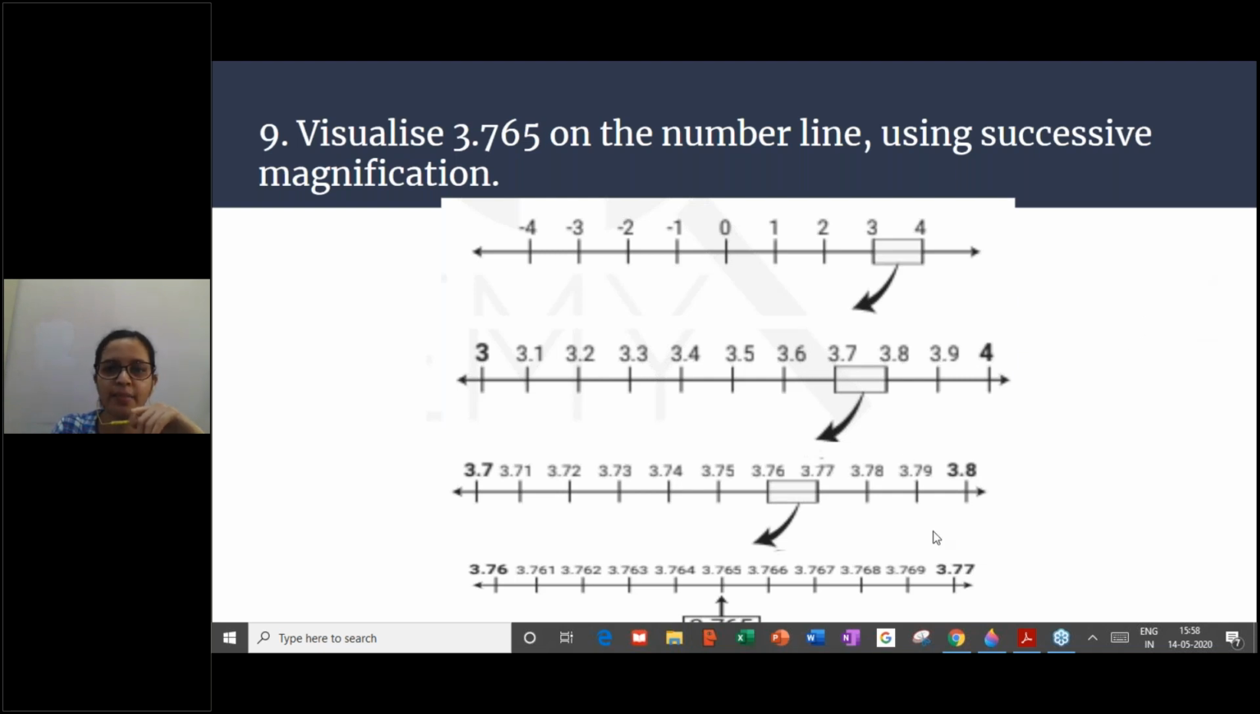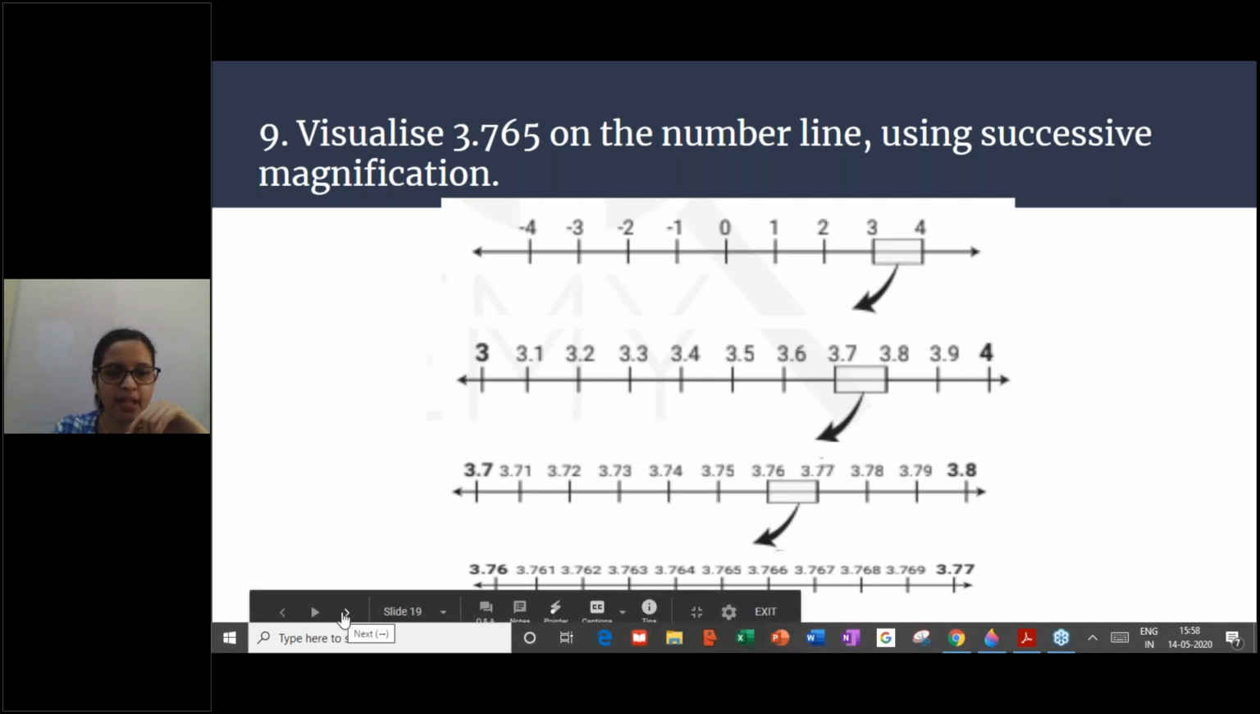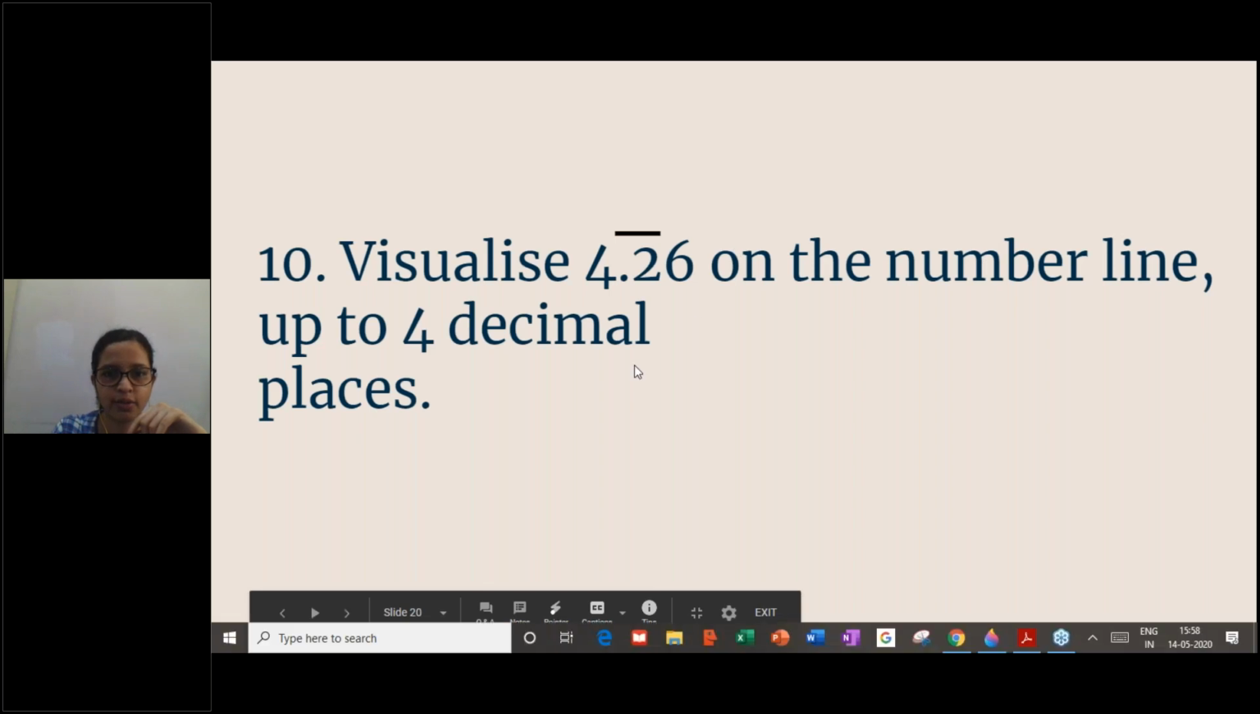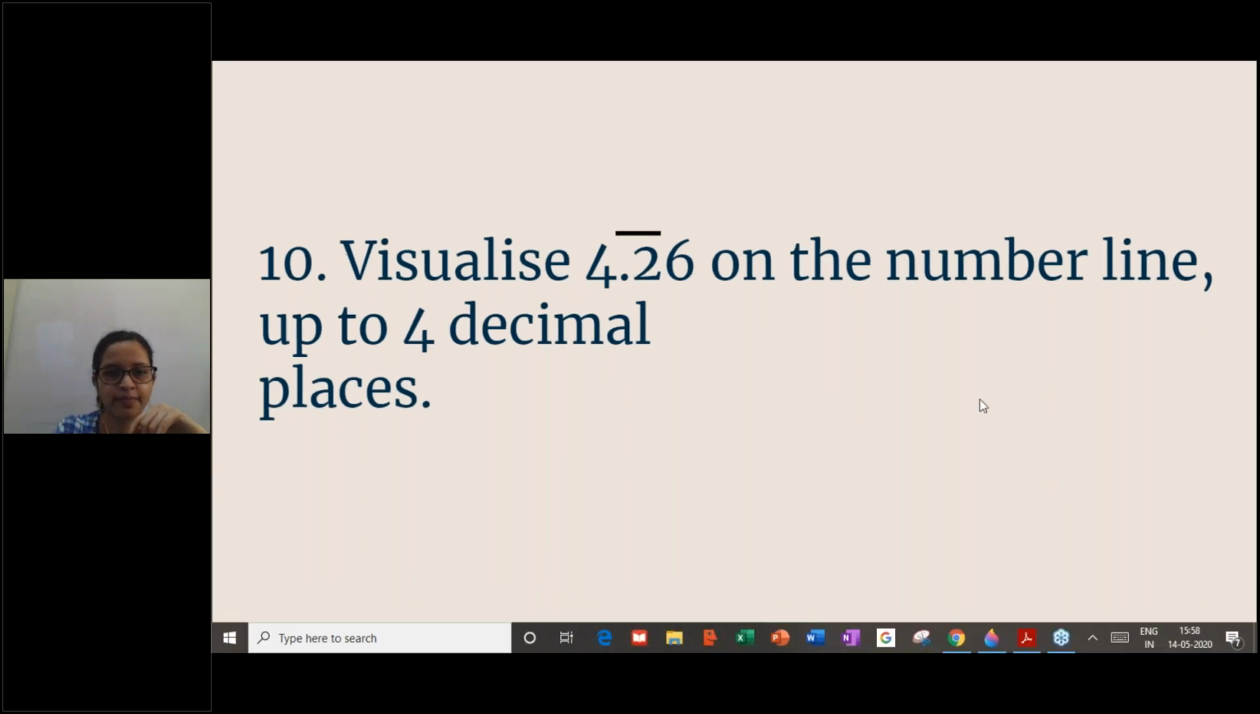Okay guys, I'll give you an example now. Just try solving it, the same method, just different numbers. Let's see, let's try solving it. Okay, here you go. The bar has slightly shifted. The number is 4.26 recurring. So 4.2626. Visualize 4.2626 on the number line using the same successive magnification. Send me a picture once you're done.